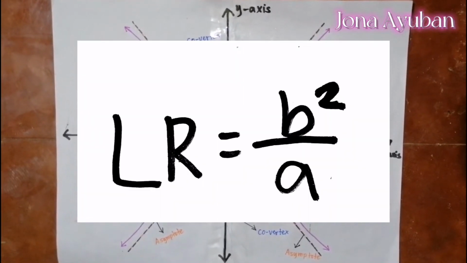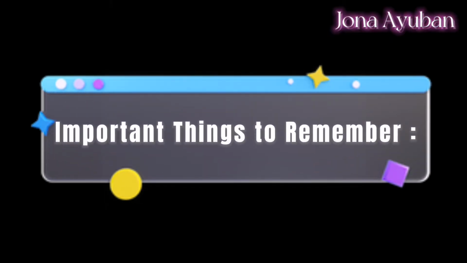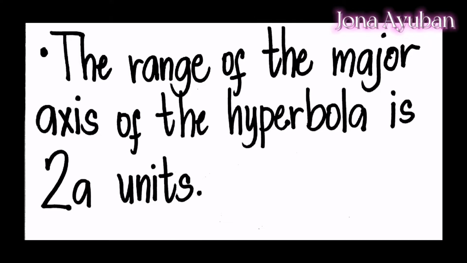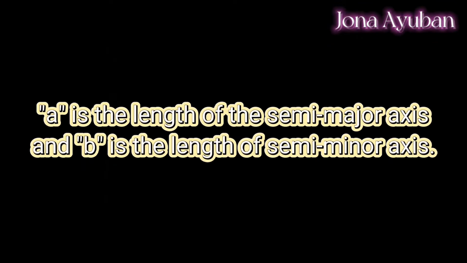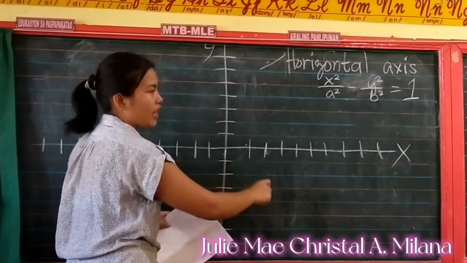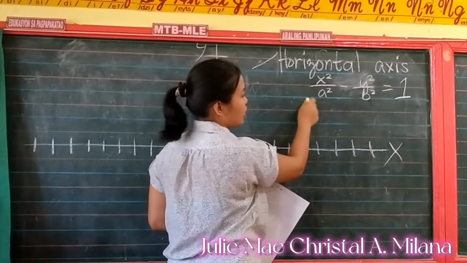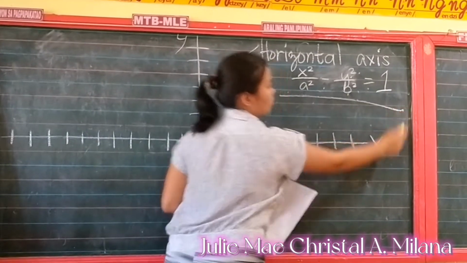The equation for getting the latus rectum is b squared over a. Things to remember: the length of the major axis of the hyperbola is equal to 2a units, while the width of the minor axis of the hyperbola is 2b units. We should remember that a is the length of the semi-major axis and b is the length of the semi-minor axis. So, now going to the horizontal axis, its equation is x squared over a squared minus y squared over b squared equals 1.